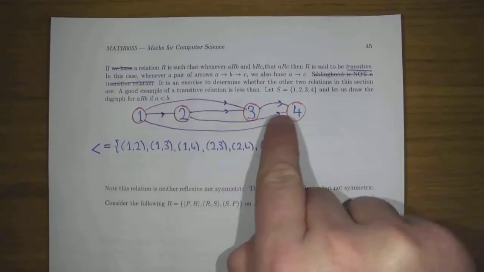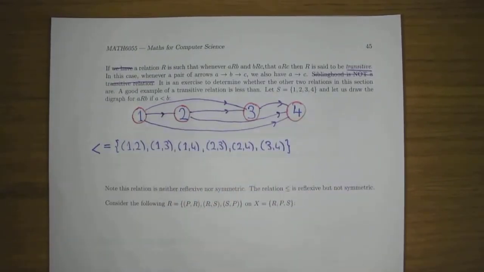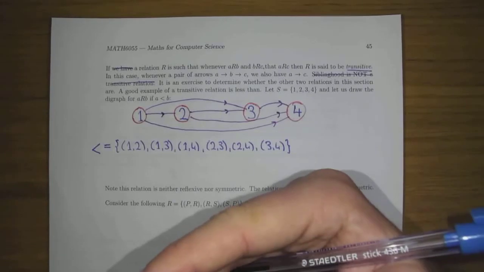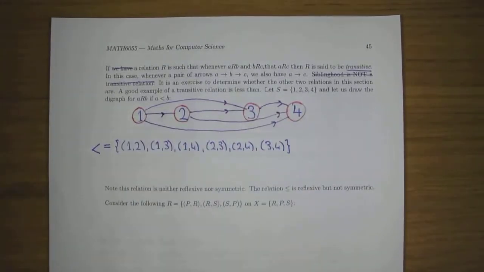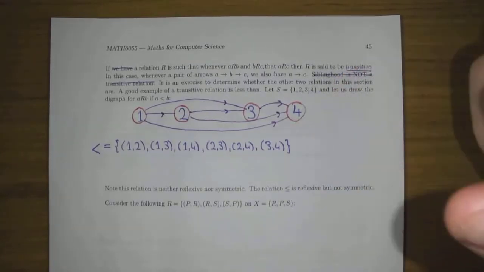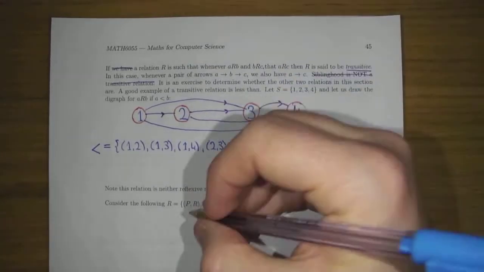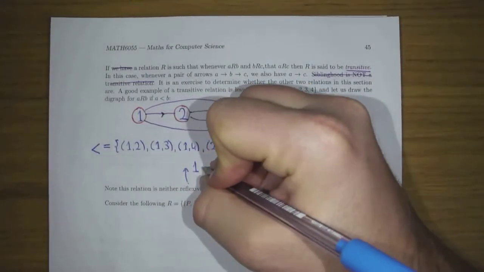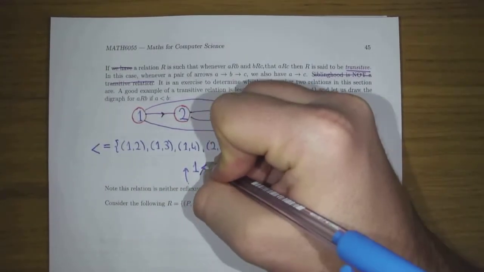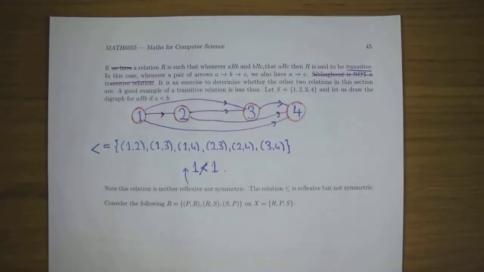Now let's show it's not reflexive, because there's not a loop at 1, there's not a loop at 2, there's not a loop at 3. To be not reflexive, it just has to fail once. Like if there's loops at 2, 3, and 4, but not at 1, it's not reflexive. Reflexive means every single node has a loop. Every element is related to itself. So it's not reflexive because 1 is not less than 1.